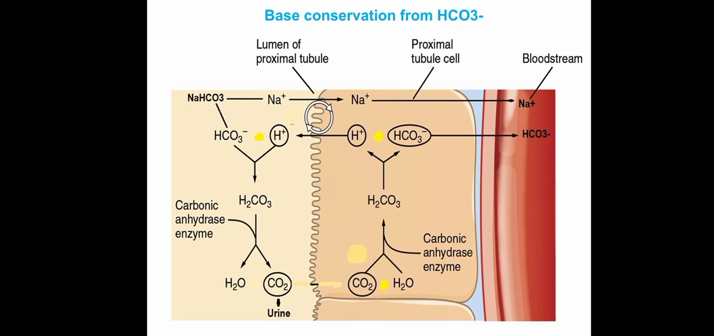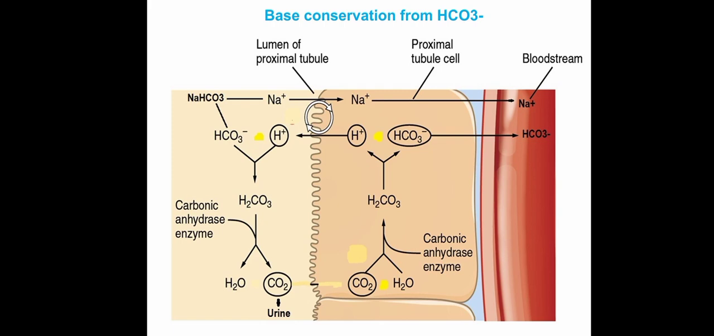So the first one is the base conservation by bicarbonate ion. See the mechanism. Just look at this graphical representation and try to understand what it is. One side is the bloodstream, that is, the blood is flowing outside the renal tubules, along the vasa recta. So along the vasa recta, the blood is flowing through the bloodstream. After that, there are the renal tubules.